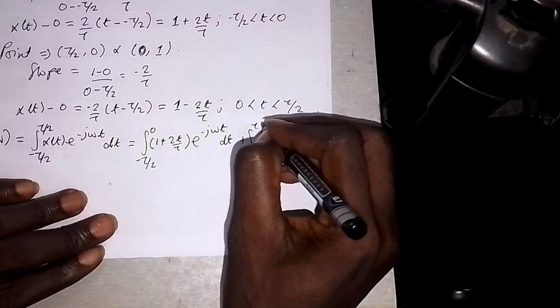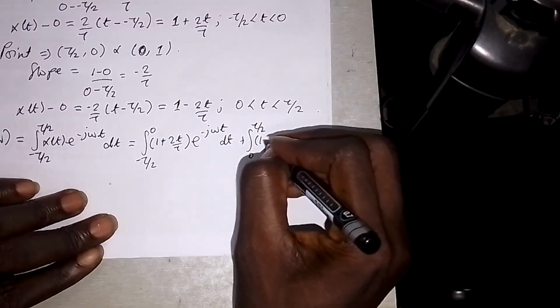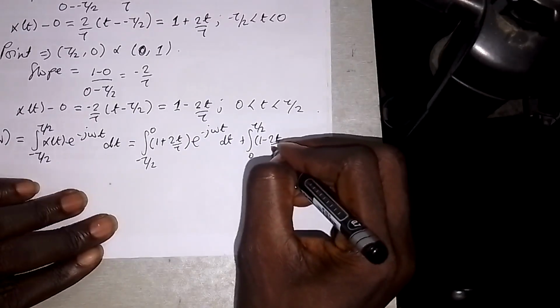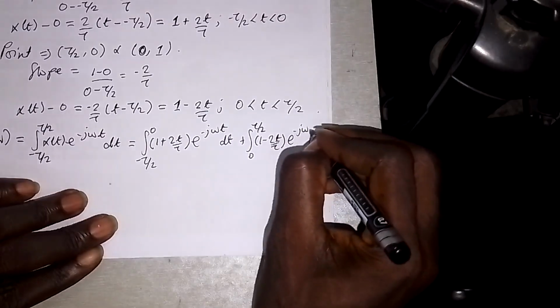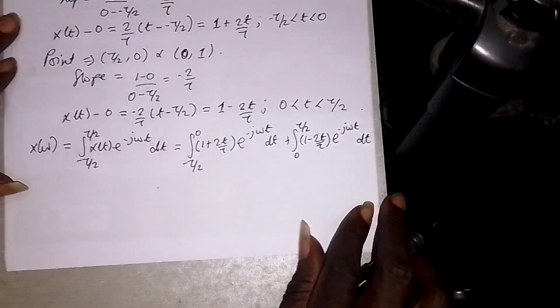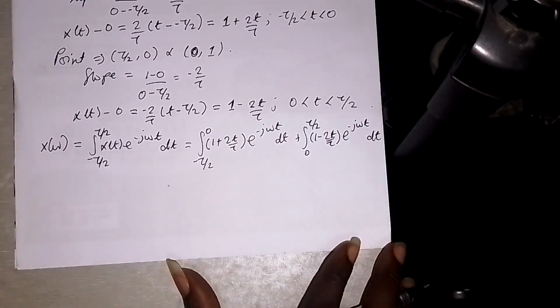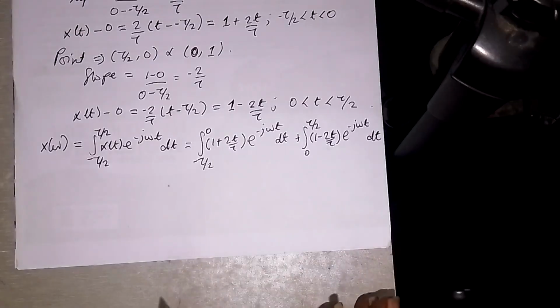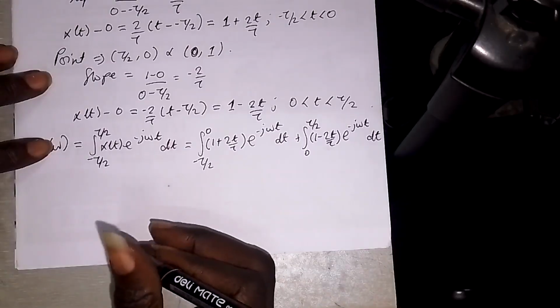0 to what? Tau on 2. Okay, and the equation was 1 minus 2t on tau, into e exponent minus j omega t, dt. So these are the equations that we got. Now what we're going to do again is find the integrations for these equations.